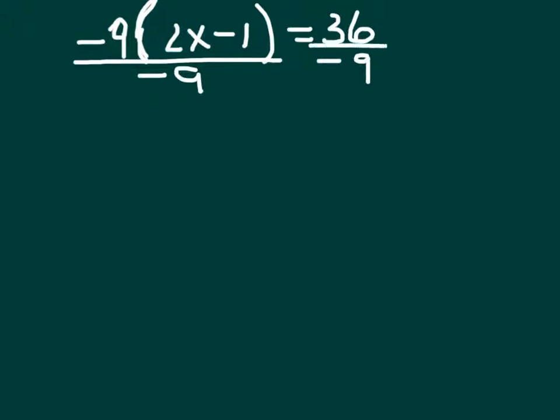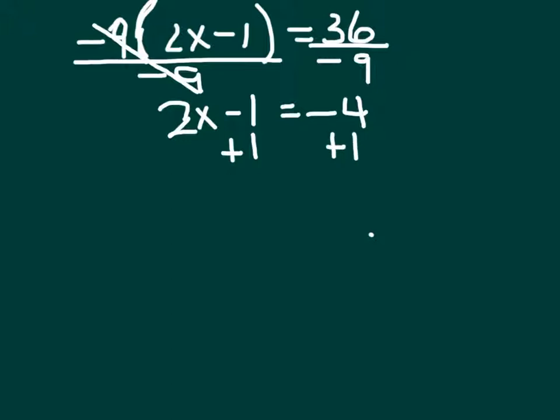Because what is that negative 9 doing right now? It says negative 9 times 2x minus 1. So we can divide the negative 9. Those cancel each other out because they become a 1, and the 1 is understood. So we go 2x minus 1 equals, and 36 divided by negative 9 is negative 4. Then we have to do plus 1 because the opposite of minus 1 is plus 1 on both sides of the equation.